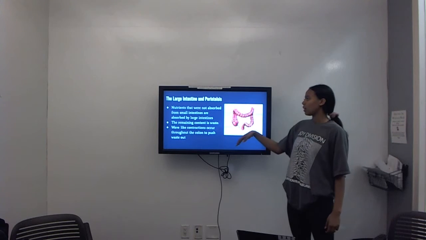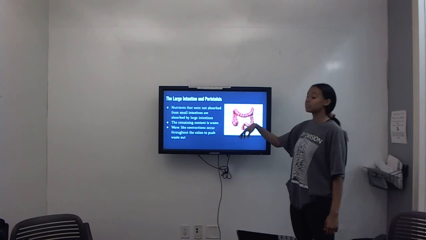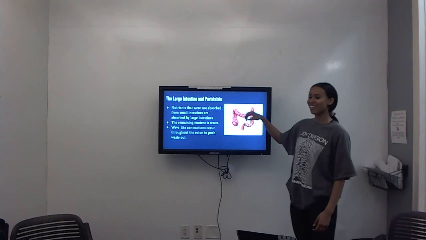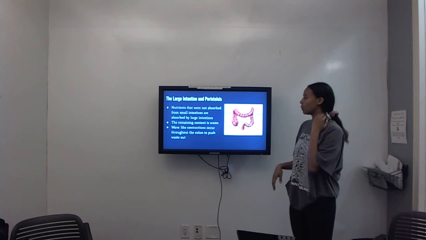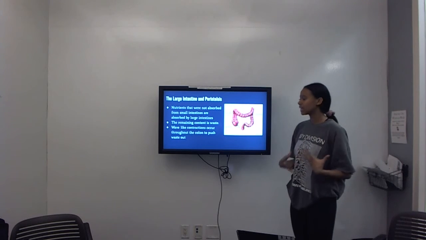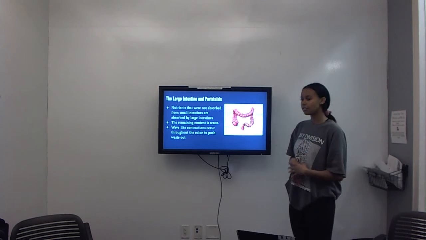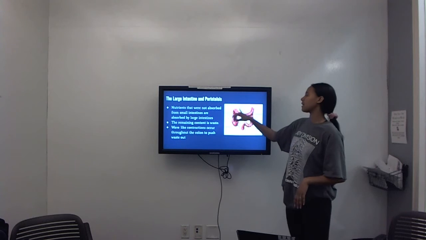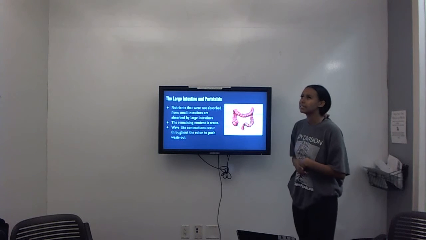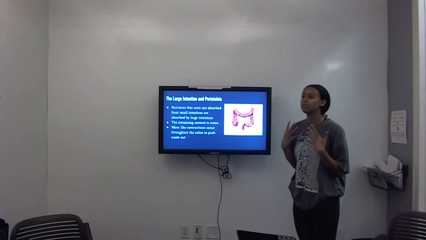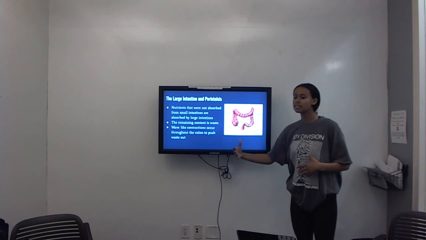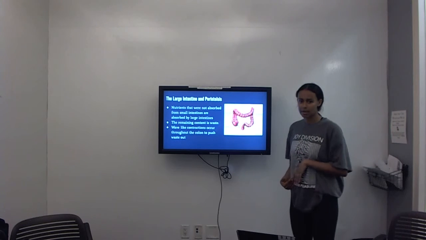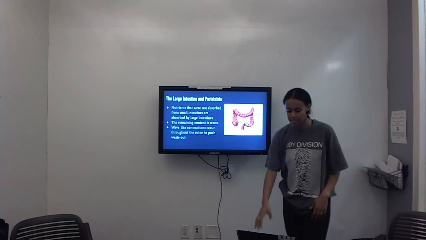So there's peristalsis occurring in this whole organ right here. So wave-like contractions occur throughout the colon in order to push that waste out. Because once food is entering the colon, it doesn't really have as many nutrients in it. It's becoming more waste. So peristalsis now is working to push that waste out of the body, or expel that waste out of the body.